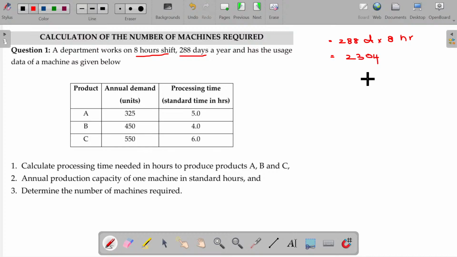2,304 hours you have. Okay. And has the usage data of a machine as given below. They need to have 3 products to be manufactured. Annual demand is also there. Process time required for manufacturing A per unit basis. Standard time in hours is given. Then how many hours required for manufacturing A alone?